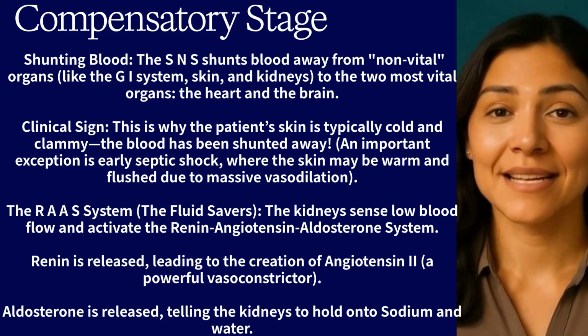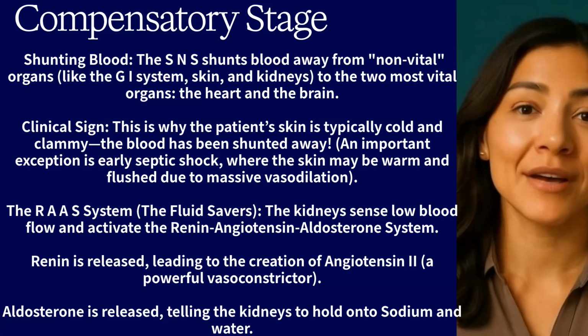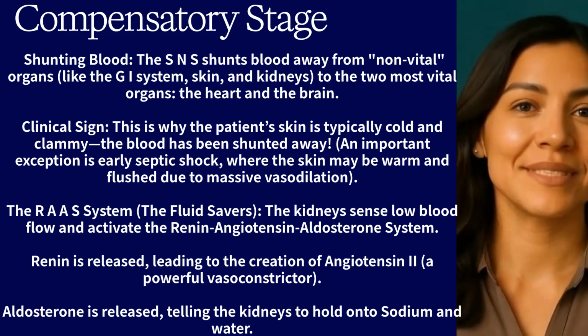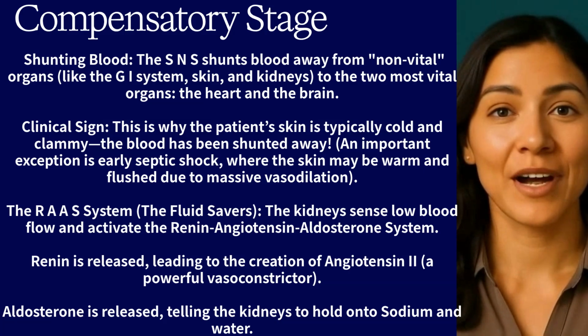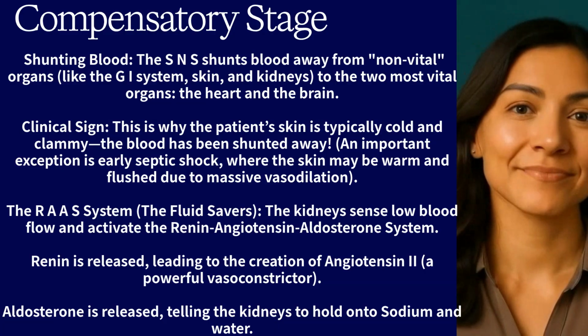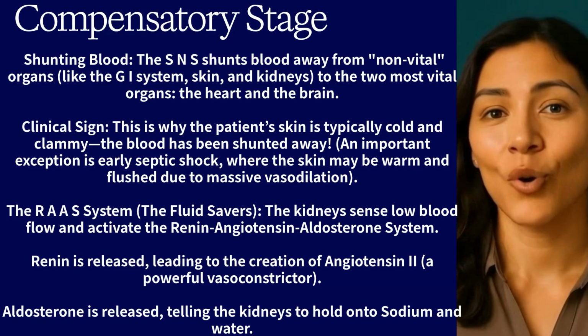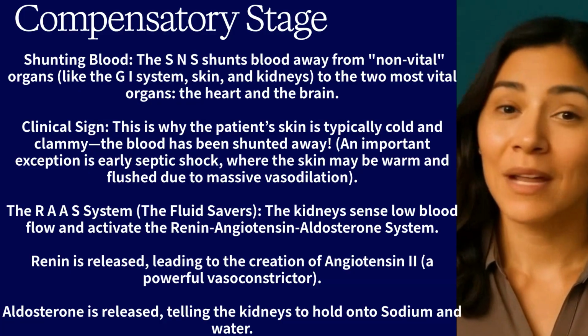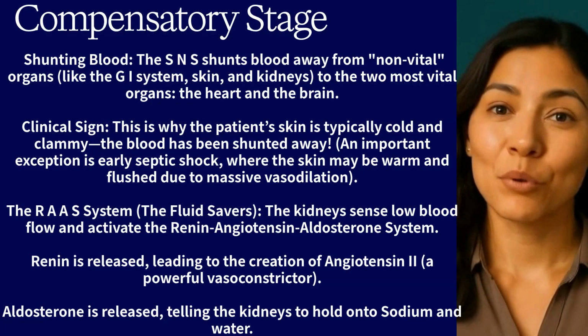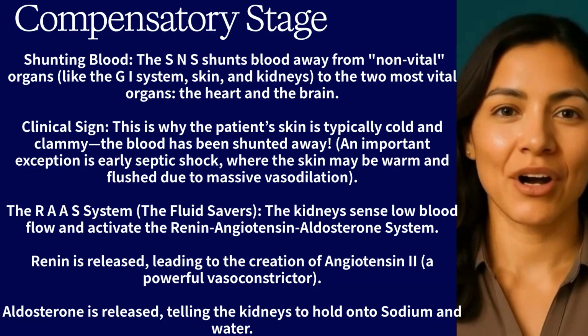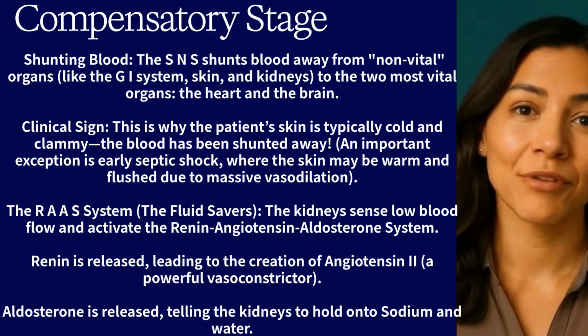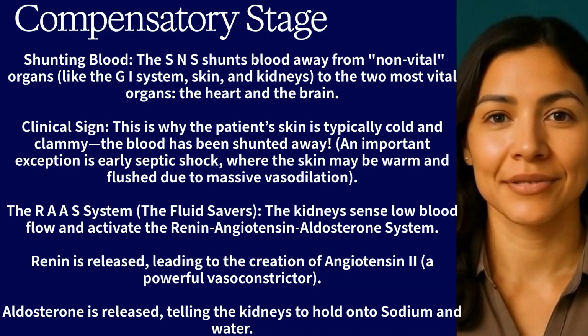Shunting blood: the SNS shunts blood away from non-vital organs, like the GI system, skin, and kidneys, to the 2 most vital organs, the heart and the brain. Clinical sign: this is why the patient's skin is typically cold and clammy. The blood has been shunted away. An important exception is early septic shock, where the skin may be warm and flushed due to massive vasodilation.